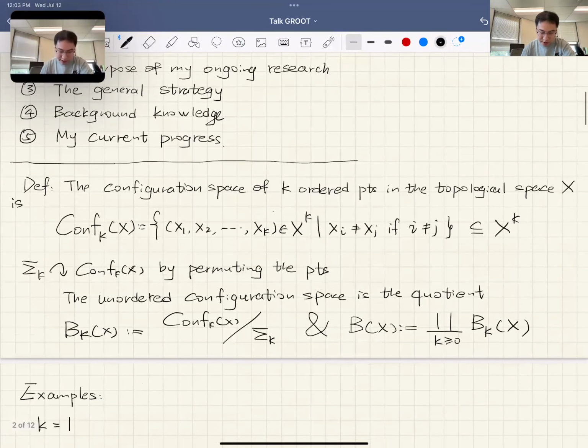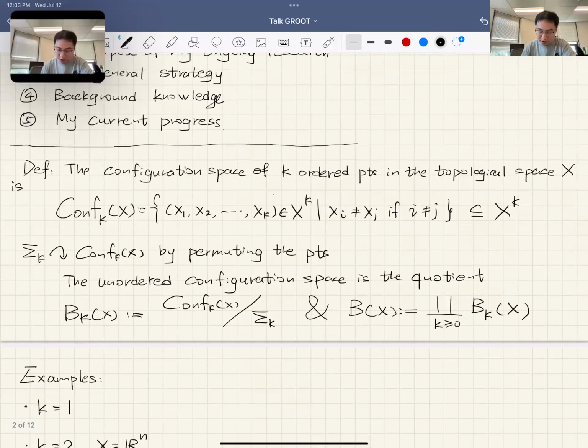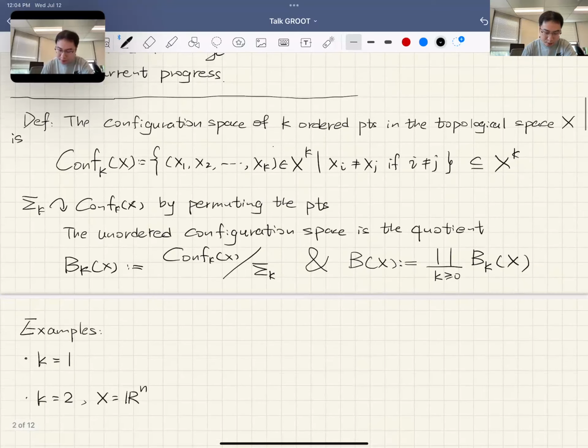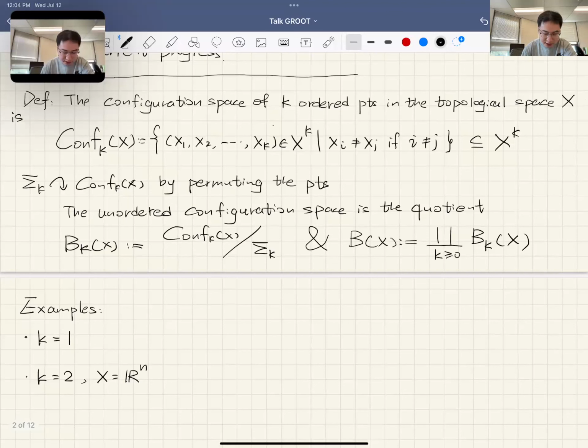The configuration space of k ordered points in a topological space X is defined to be Conf_k of X. It's just the set of k points in X^k such that whenever i is not equal to j, we have x_i is not equal to x_j. This is equipped with the subspace topology of X^k. We can observe that we have a natural Sigma_k action on this space by simply permuting the points. And this Sigma_k, if you don't know it, is just the symmetric group on k points.